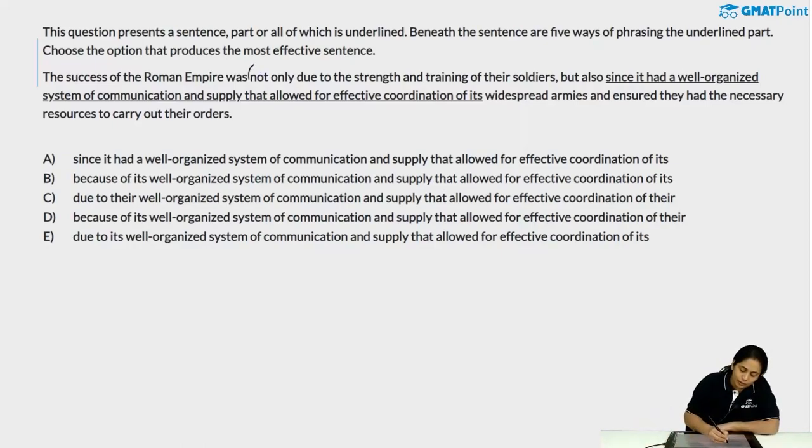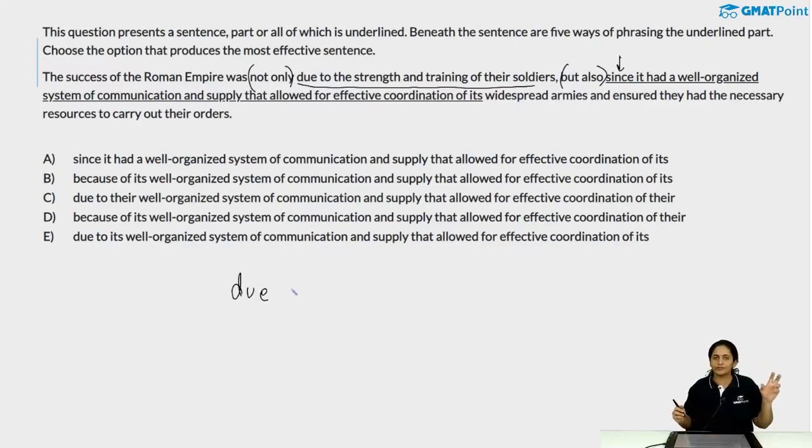See, firstly, whenever you notice not only, you have to remember that whatever comes just after not only, but also, should have the exact same structure. So if you have not only due to the strength, you should also have but also due to something. So the underlined part should always start with due, to ensure there is parallel construction for the not only and but also parts. Whenever you have not only A but also B, A and B should have exact parallel structure. It should start in the same way and have the same format. So our correct option should definitely start with due. So since and because can be eliminated, and this can also be eliminated. We are left with C and E.